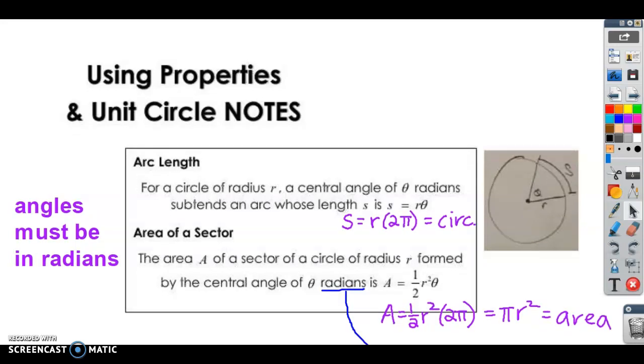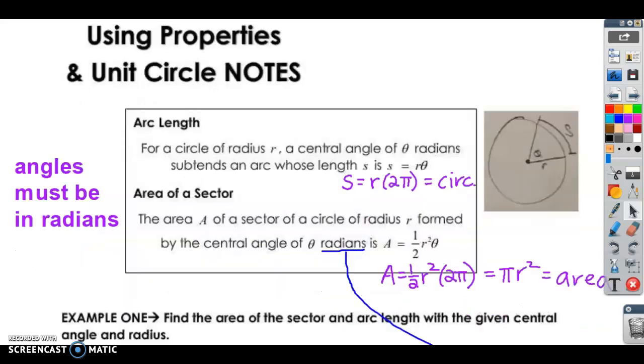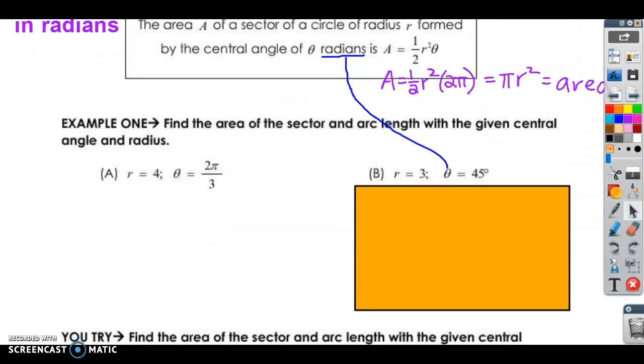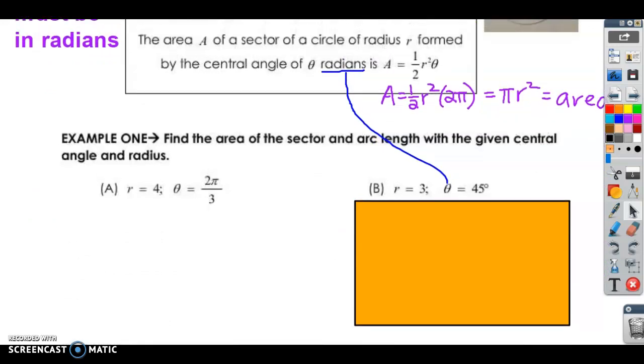So for the area, again in radians, it's 1/2 the radius squared times theta, which is all the way around the circle, which is 2 pi. Now what happens there is when you have a 1/2 that's being multiplied by a 2, those end up canceling. So the formula is just pi r squared for your area, which you already know. Okay, so let's do some examples and then you guys can do the you try.